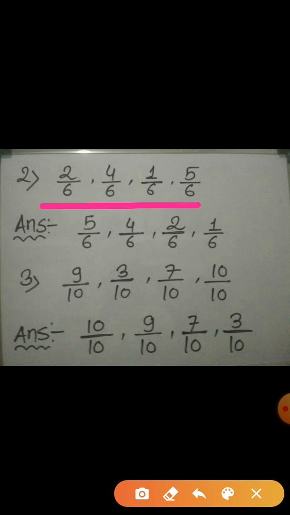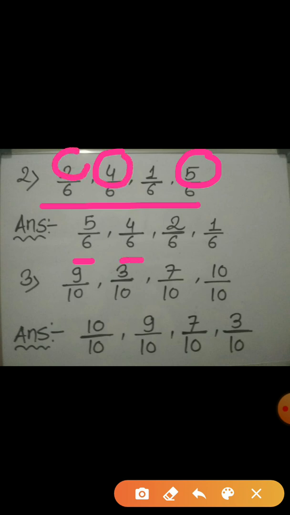Again, these fractions are like fractions. So we arrange these in descending order as per the numerators. Greater the numerator, greater will be the fraction. Now here, numerator 5 is greater, so this fraction will come first, 5 by 6. After that, 4 is greater, so 4 by 6 comes second.